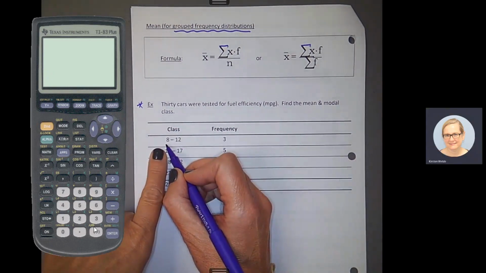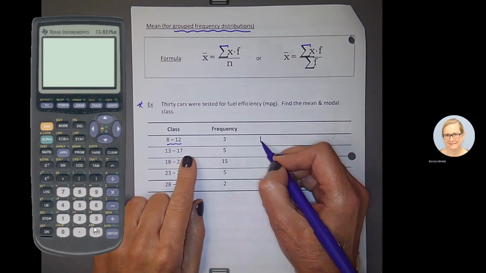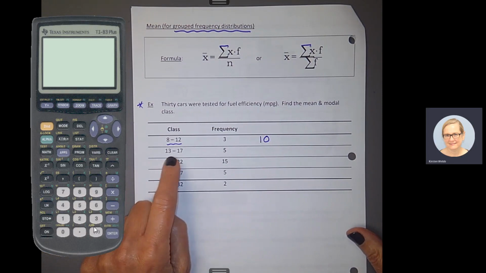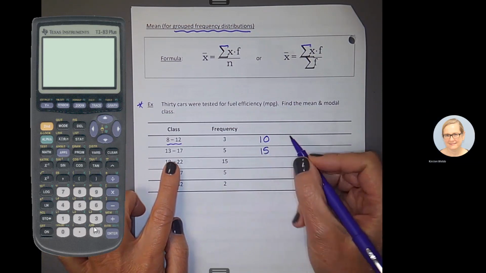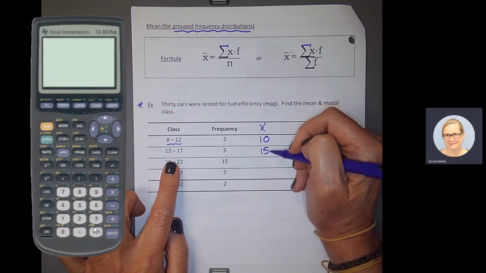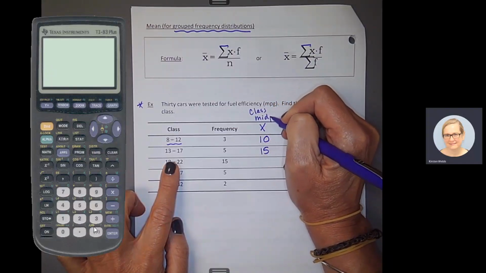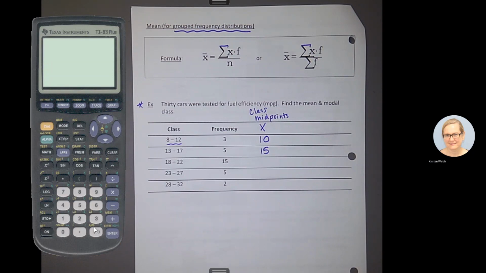Do you have an idea what number might represent that class well? Like, in other words, I don't know the 3 numbers exactly, but I know they're all really close to 10. Yeah. What about the next class? What do you think would be a good number to represent that class? 15. 15? Yeah. Do you remember from the other day what these numbers are called? These are the class midpoints. You got it. So we're seeing a use here for our class midpoints.